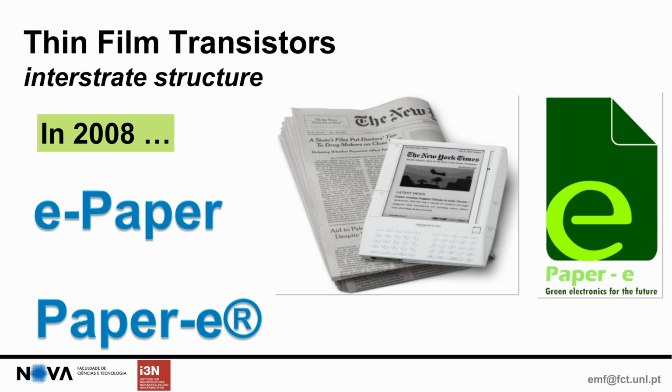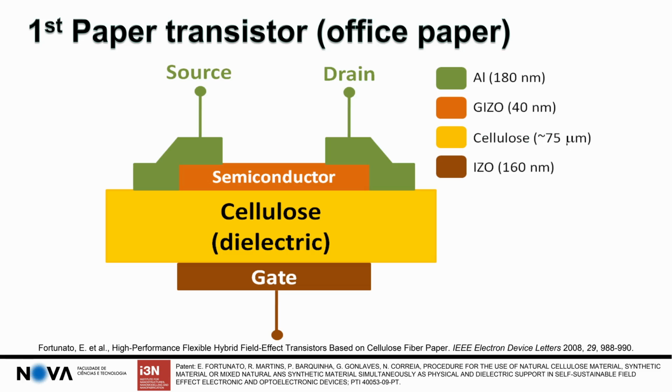As you know, nowadays we are surrounded by e-papers and e-journals. So the idea is that we are substituting journals and newspapers with electronic components. But in our case, we want to use cellulose as a truly electronic material. This is why we moved the E from left to right, and instead of working with e-paper, we are working on Paper-E. We registered this brand, Paper-E, and the logo is Green Electronics for the Future. Indeed, this was the first paper transistor we have done in our laboratory.